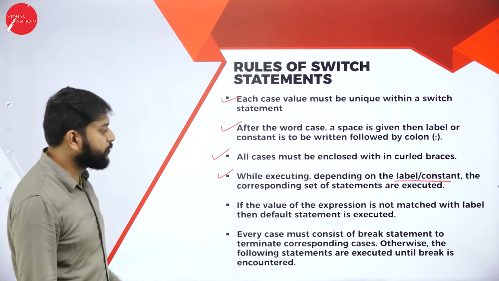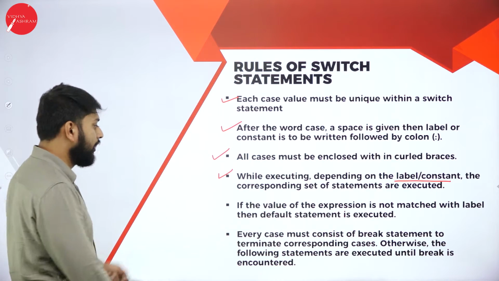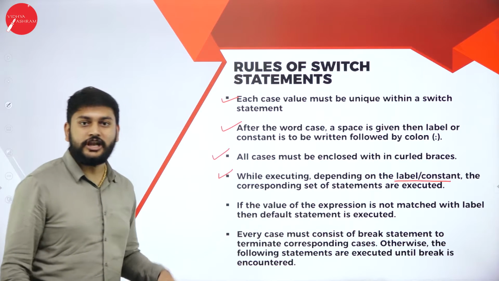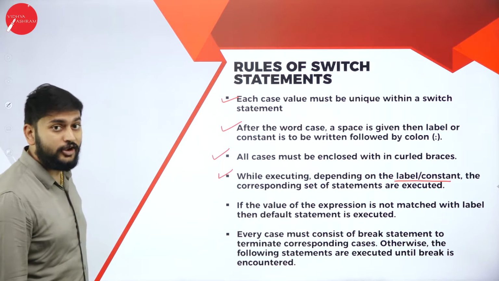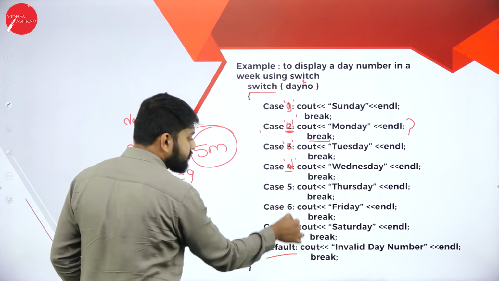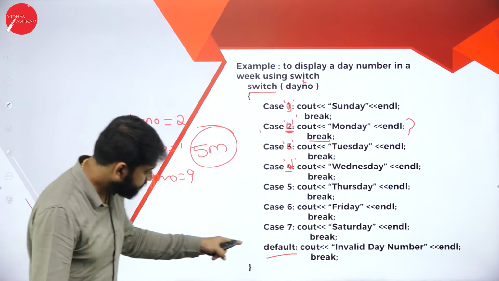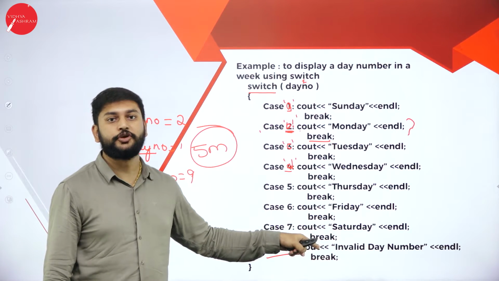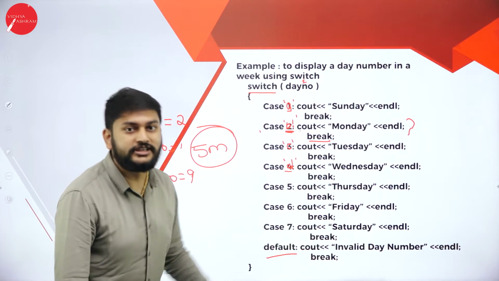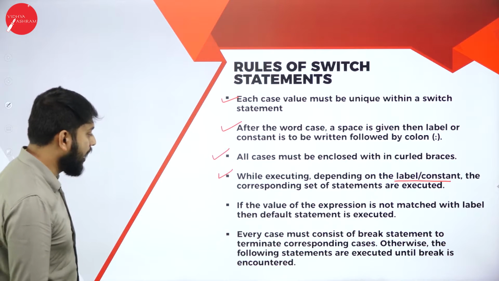If the value of the expression does not match with the labels, then the default statement will be executed. What is the meaning of it? If 1, 2, 3, 4, 5, 6, 7 is not matching, then what will happen? The default statement will be executed. That is what you need to understand.